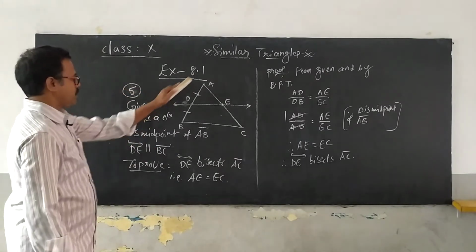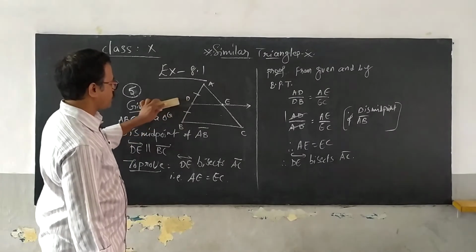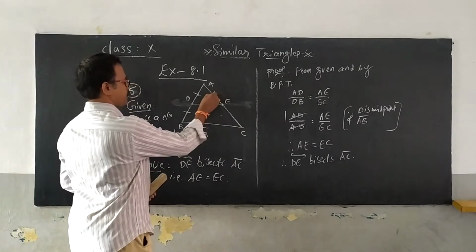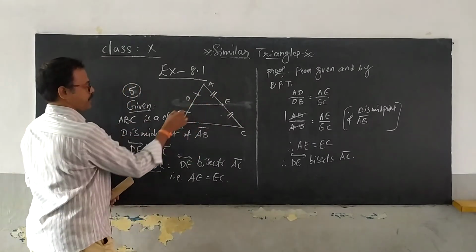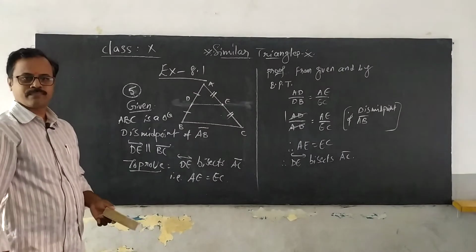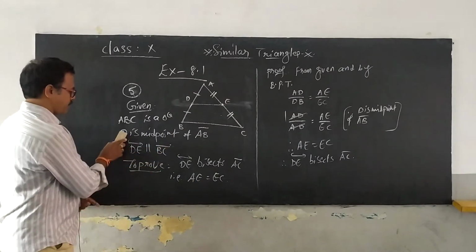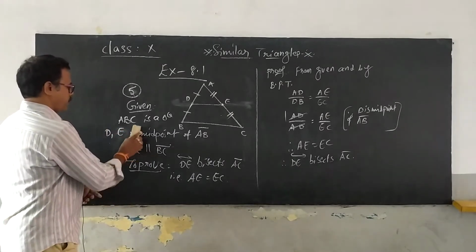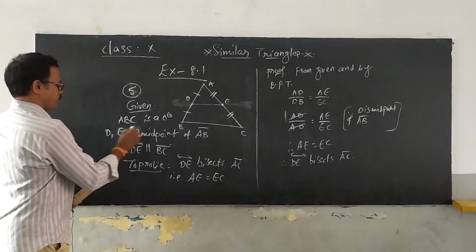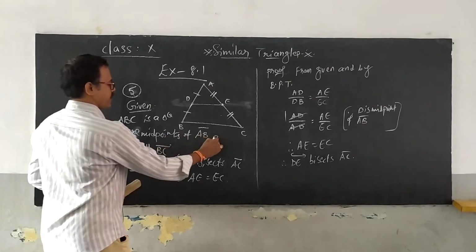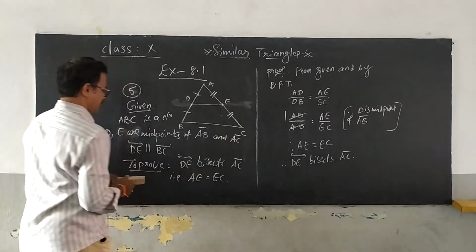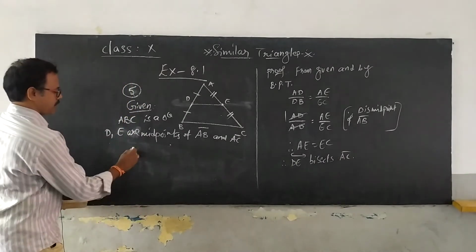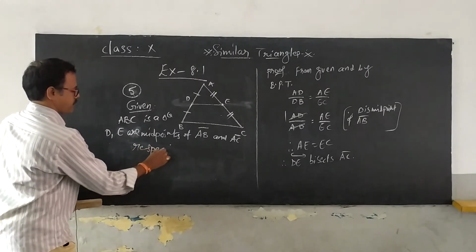In the 5th question, in the triangle we are going to join the midpoints of any two sides. That means AD is equal to DB and AE is equal to EC. Here it is given that D is the midpoint of AB. I change it here: D, E are midpoints of AB and AC respectively. It is given to us, respectively.